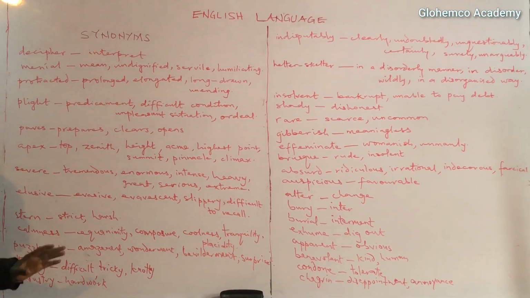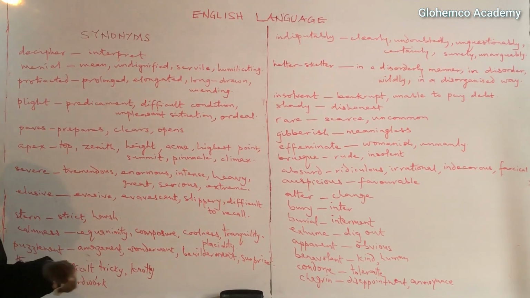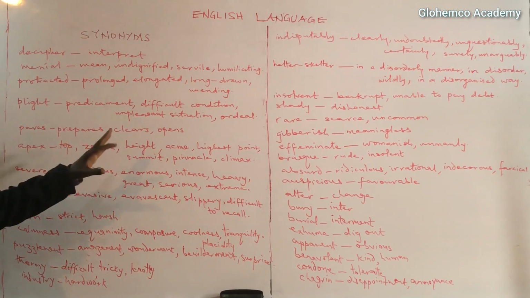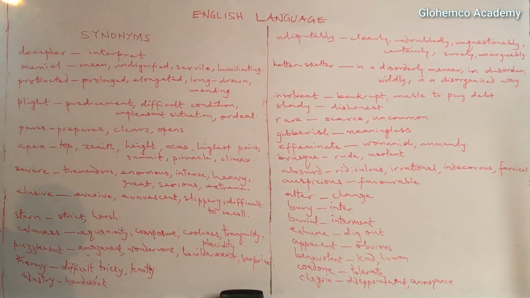Plight. Plight means a predicament. It simply means predicament, where you are passing through a tough time. Difficult condition, unpleasant situation, ordeal. So that's what you mean by plight. So you should let your boss know about what you are passing through. Tell him or tell her about your plight, and I believe he or she will help you. So that's what we mean by plight: predicament, difficult condition, unpleasant situation, ordeal.